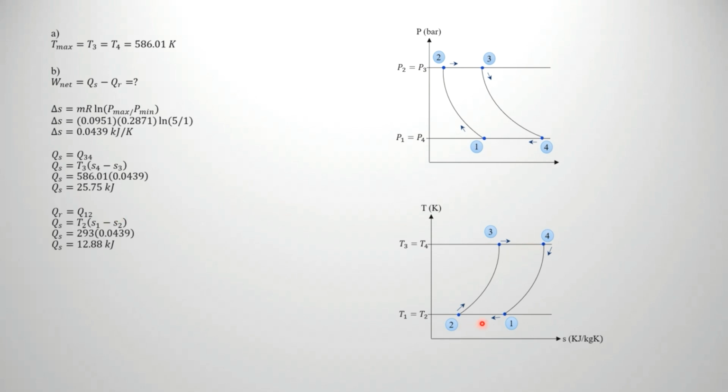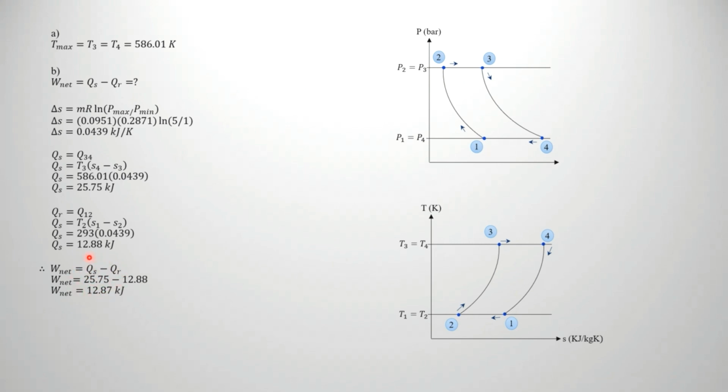Then heat rejected, they consider here during the isothermal process. The change of entropy is S1 minus S2, which you can take as the same because they are using the same pressure ratio. So you can find the heat from 1. This should be heat rejected, not heat supply.